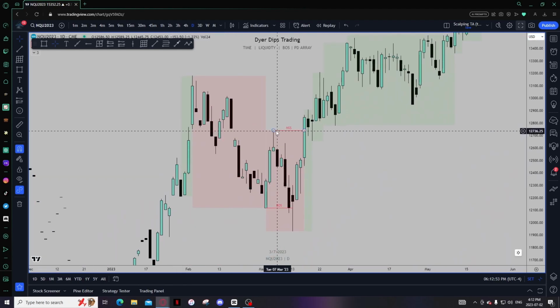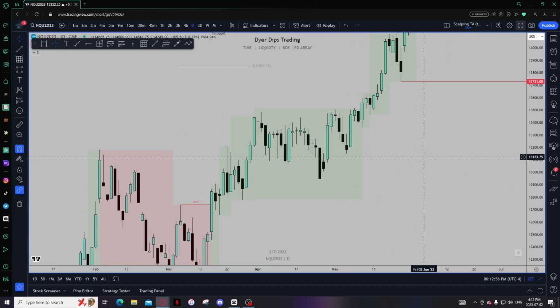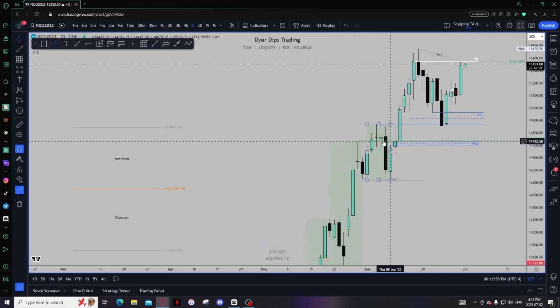You can't have a high and a high. There needs to be a low in between. Okay? So this is your swing high. And this is your swing low.